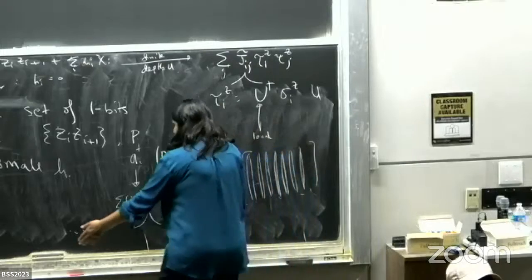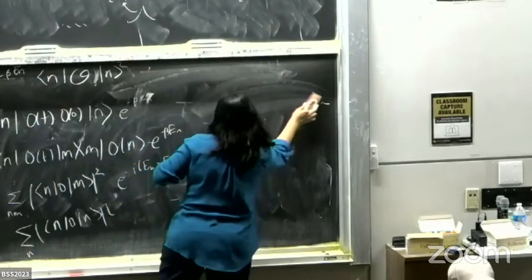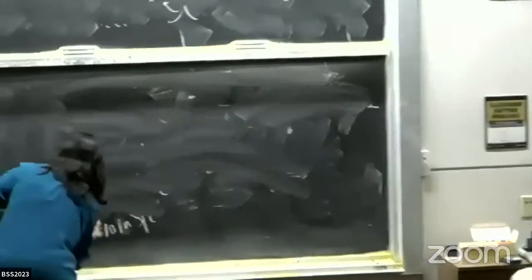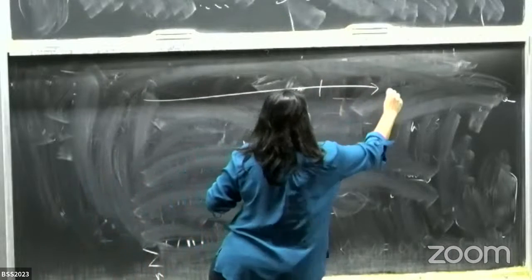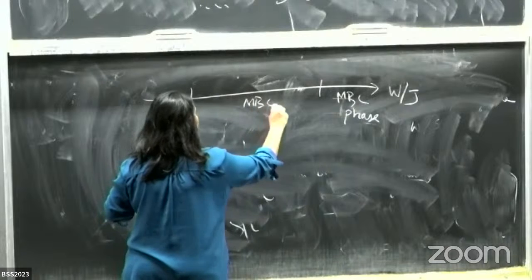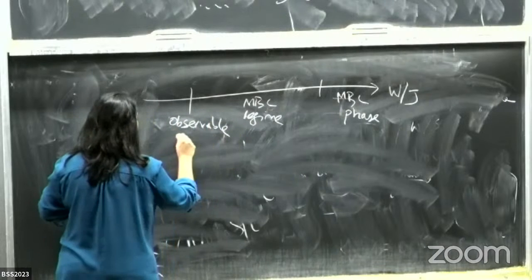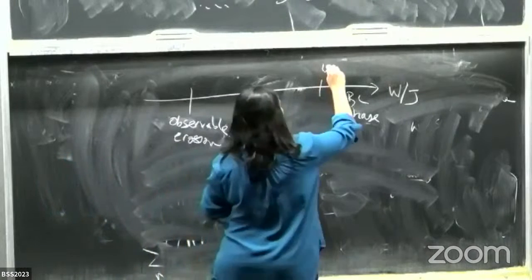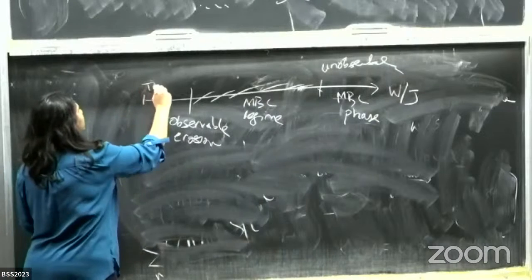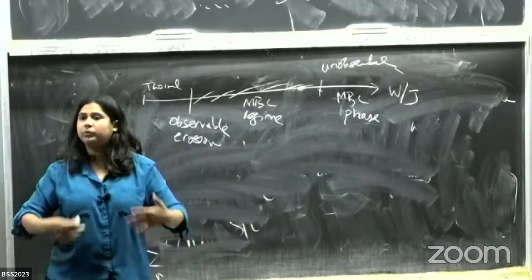As David mentioned, there's this broad extended regime. If I'm talking about 1D, and this is some W over J, maybe there's an MBL phase here. There's an MBL regime. There's an observable crossover, which actually looks quite sharp in numerics and experiments, and there's something unobservable here. And there's this huge space, which is thermal, where we want to understand the dynamics of how the system may ultimately reach thermal equilibrium.